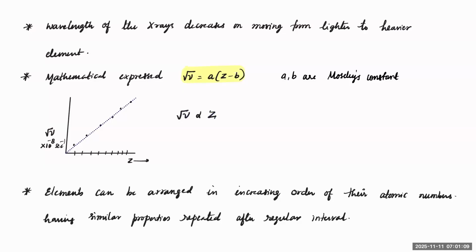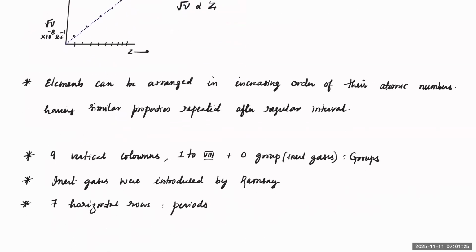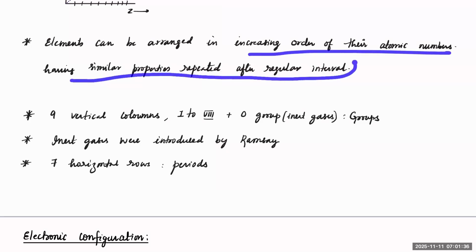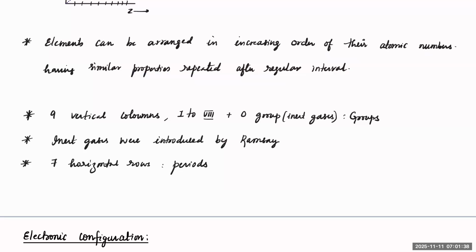And he used this logic to plot root of nu versus Z, and he found that there is a very nice pattern of most of the elements that have been identified. That's why he thought the property of elements can be more related with their atomic numbers and not their atomic masses. Correct? So you can see, in increasing order of their atomic numbers, similar properties are repeated after every regular interval. So that became his basis.